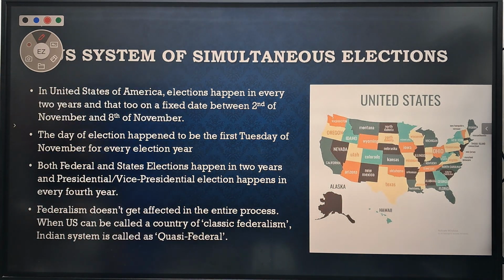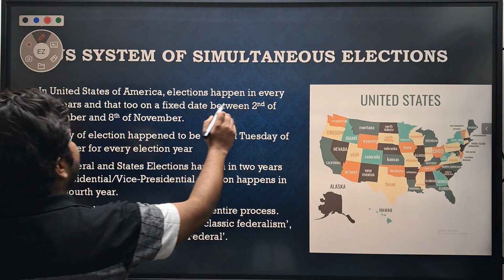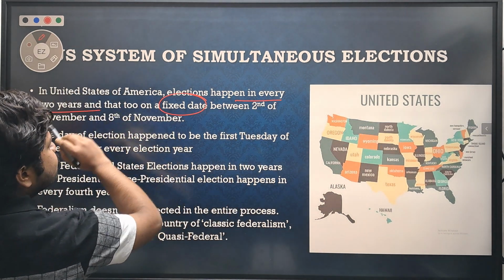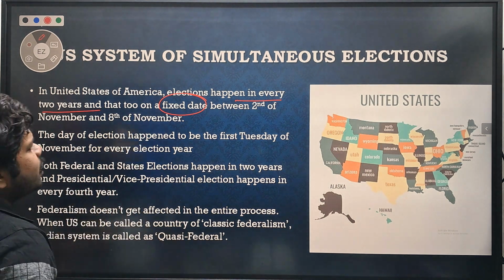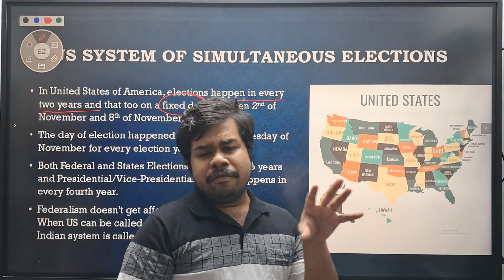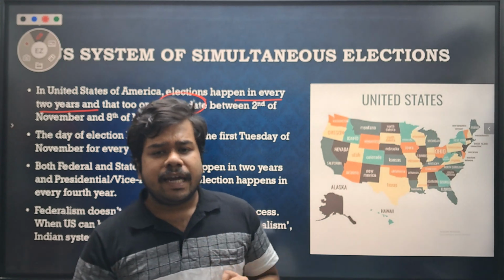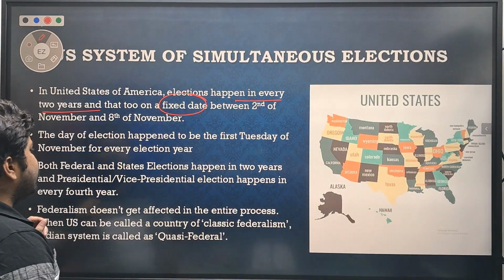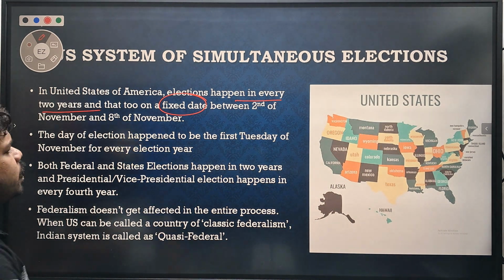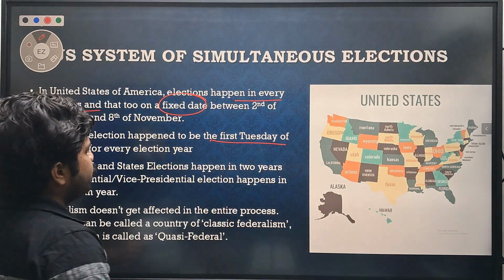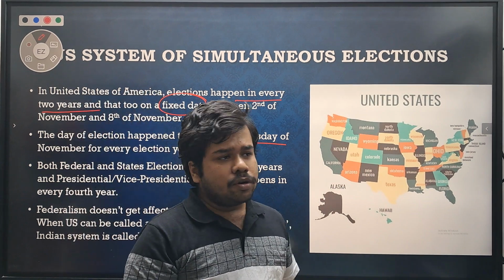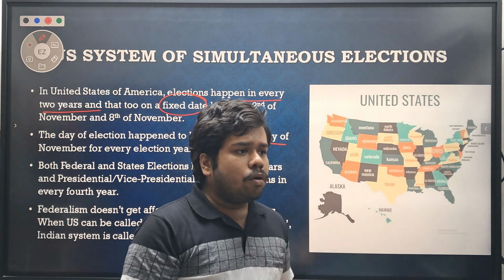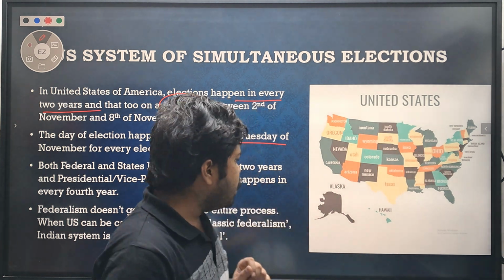In the United States of America, elections happen every 2 years, and that too on a fixed date. What is that fixed date? Between November 2nd and November 8th of any particular year, and the day of election happens to be the first Tuesday of November for every election year. So their citizens have to go to the polling booth every 2 years.